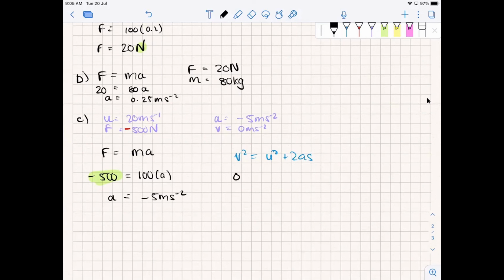Right, we have 0 squared, which is 0, equal to minus 5 squared plus 2 times my acceleration, which is minus 5, times s. So if we move this over to the other side, we get minus 25 equal to minus 10s.